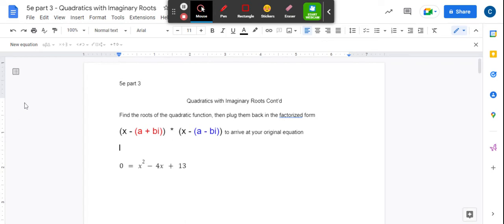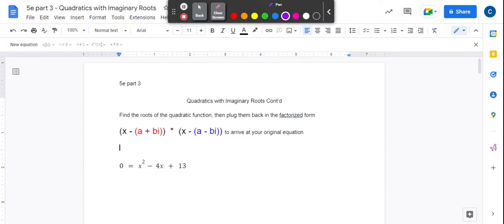All right. Good afternoon. After looking at 5E Part 2 and doing some of that, I wanted to continue with these quadratics with imaginary roots. I want to give you some that are a little more friendly, a little bit more clean. And I wanted to show you how we can find the roots and they can work forward and backward.